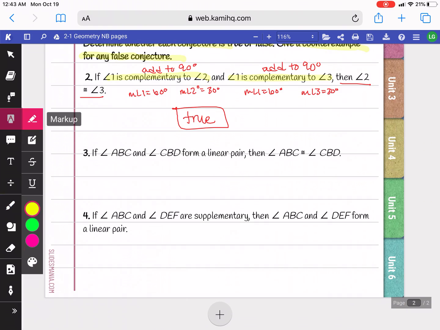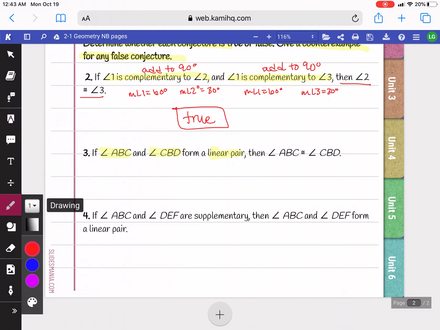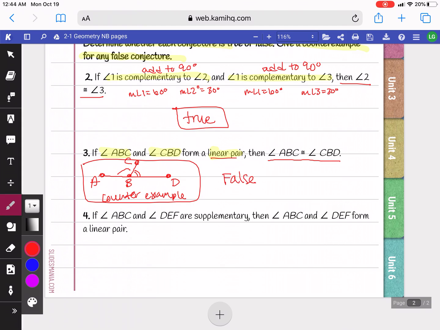Our next question says if angle ABC and CBD form a linear pair. So let's go ahead and sketch this out. We have ABC, and CBD would also have CB, so it would just have a D on the side. It says they form a linear pair, so a straight line. Then angle ABC is congruent to angle CBD. Well, if you look at our picture, they're not congruent. ABC is obtuse and CBD is acute. So this in itself would be a counterexample. And if you can come up with a counterexample, then that means your statement is false.